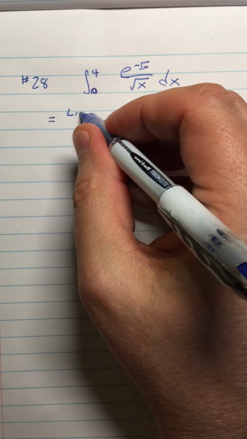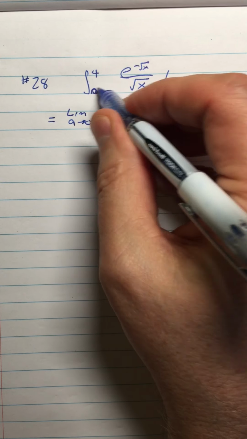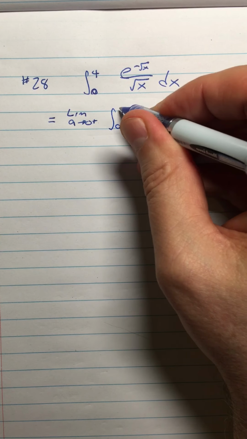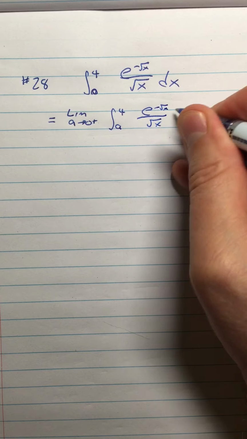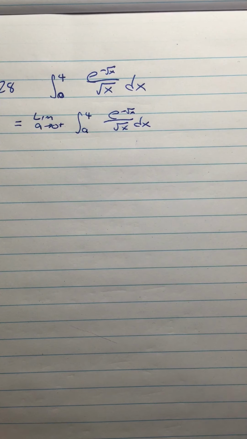we need to say we're going to take the limit this time as a approaches 0 from the right. So we're going to replace this with a limit, basically, of the integral from a to 4 of e to the negative square root x over square root x dx. Then the next thing we need to consider is how we're going to do this integral. Well, this is a u substitution.